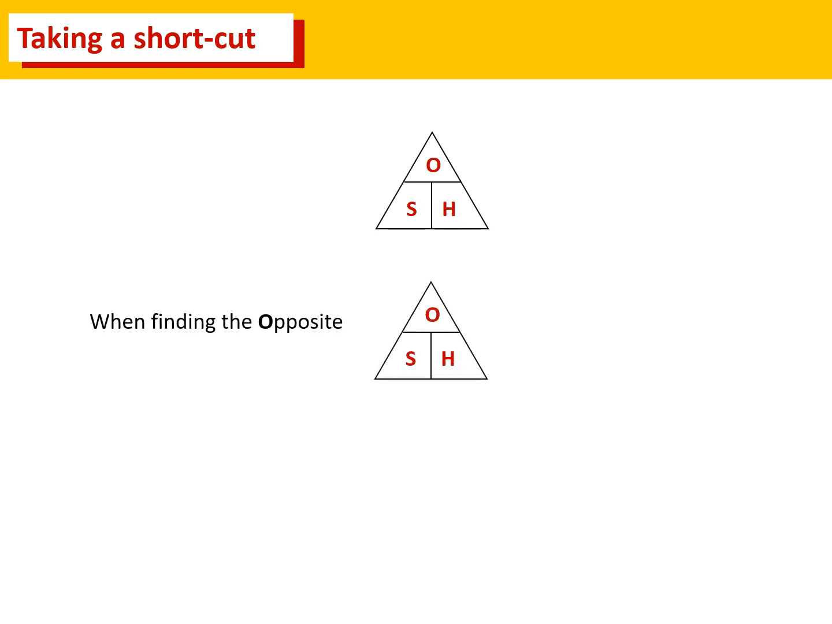So if you wish to find the opposite side, put your finger over the O for opposite, and it's telling you that the opposite is the sine of the angle multiplied by the hypotenuse. In algebra, when you've got two letters next to each other, that denotes multiplication. So it's the hypotenuse multiplied by the sine of the angle.